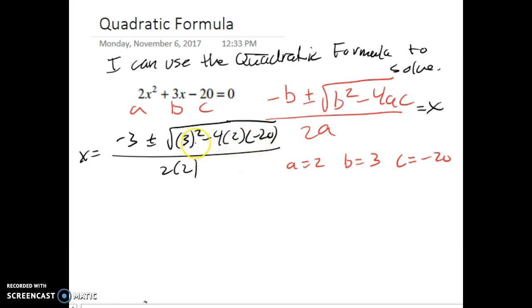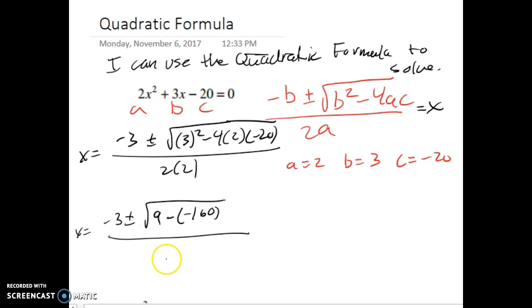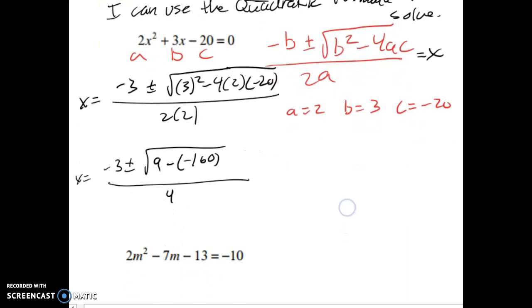Then we're going to square the 3 and multiply 4 times 2 times 20 here. So we're going to keep the negative 3 and the plus or minus. 3 squared is 9. This is an x equals. And then 4 times 2 is 8, times 20 is 160. So we have a minus, and it'll be negative 160, all over 2 times 2, which is 4.